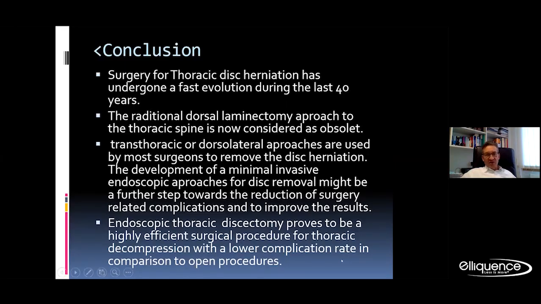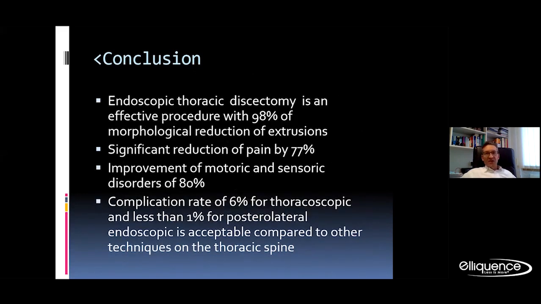And the endoscopic thoracic discectomy proves to be a highly efficient surgical procedure for thoracic decompression with a lower complication rate in comparison to open procedures. So endoscopic thoracic discectomy is an effective procedure with 98% of morphological reduction of the extrusions. You see always these nice pictures, but at the end, the thoracic spine is very complicated. The reduction of pain is only mostly up to 70%, and the motoric and sensoric disorders up to 80%.